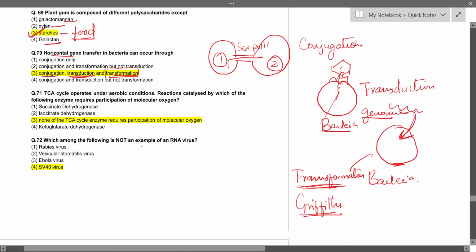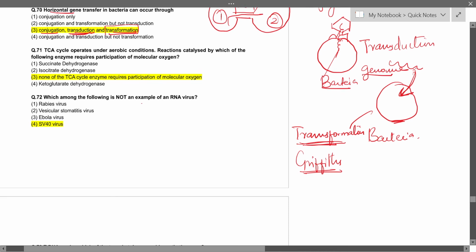Yes, TCA cycle operates under aerobic conditions. Reactions catalyzed by which of the following enzymes require participation of molecular oxygen? Succinate dehydrogenase, isocitrate dehydrogenase, none of the TCA enzymes require participation of molecular oxygen. Yes, this is correct. In the TCA cycle, none of the enzymes require molecular oxygen for their function.